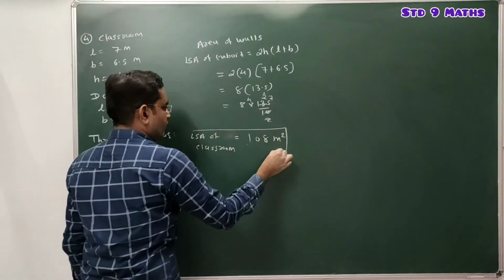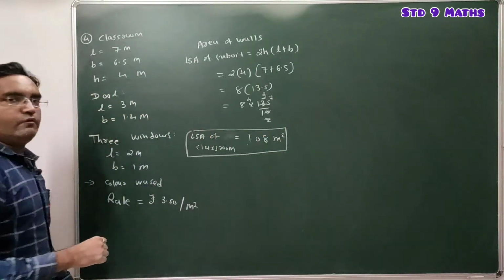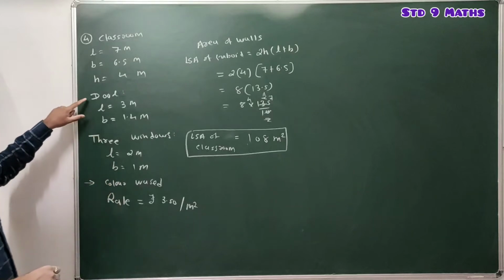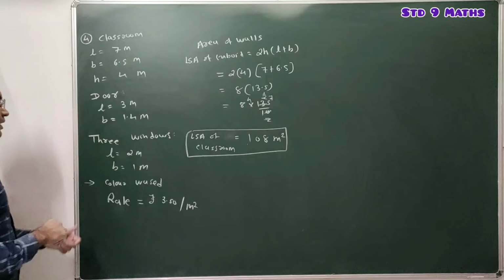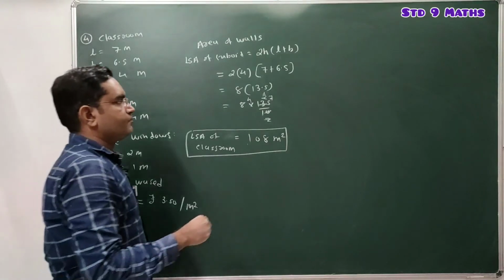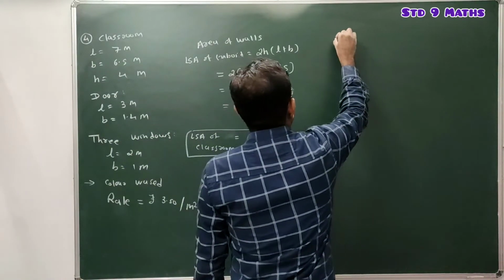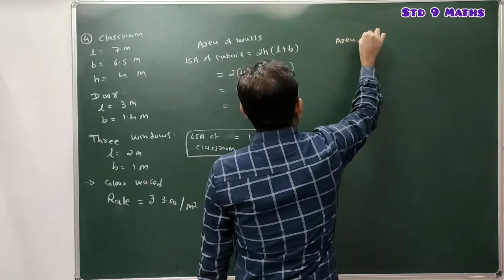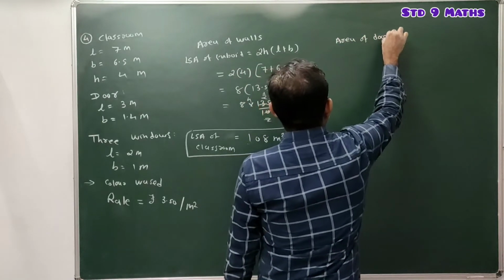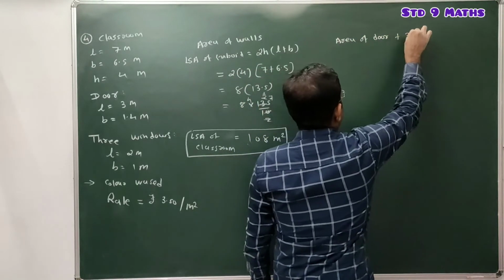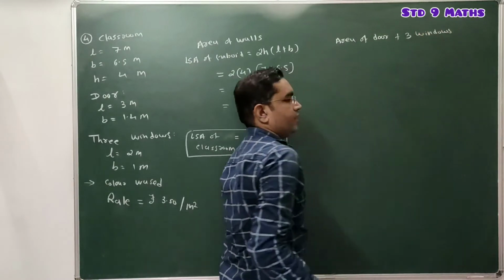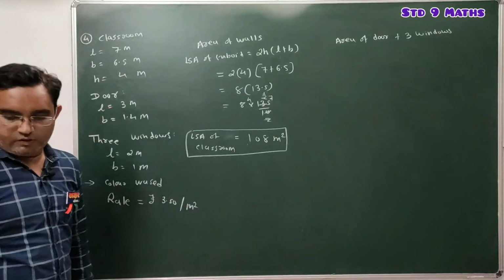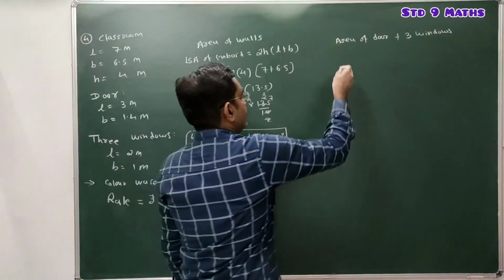It's a lateral surface area of classroom, or we can say surface area of wall. From this area of wall, what we have to do? We have to subtract the area of this one door and 3 windows. Area of this one door and 3 windows, that we have to subtract. So area of door plus 3 windows.